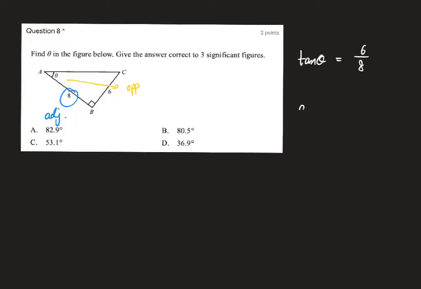Again, to find theta, you should press Shift, tangent, 6/8. And the answer will be 36.9 degrees, again to three significant figures.